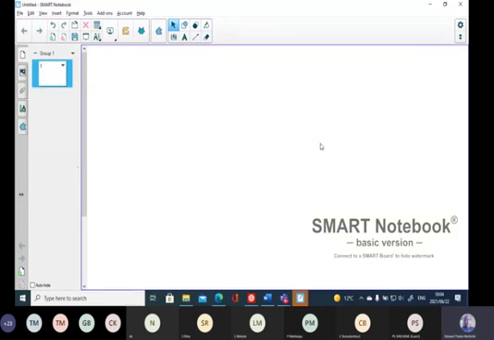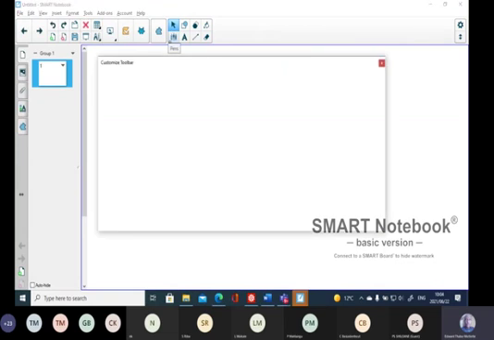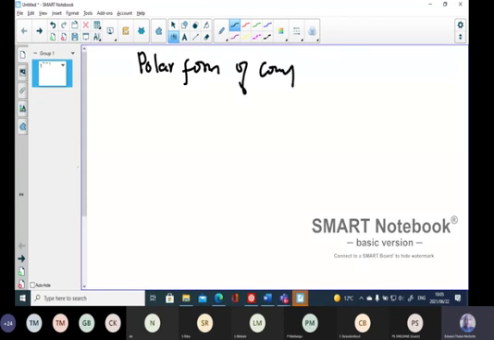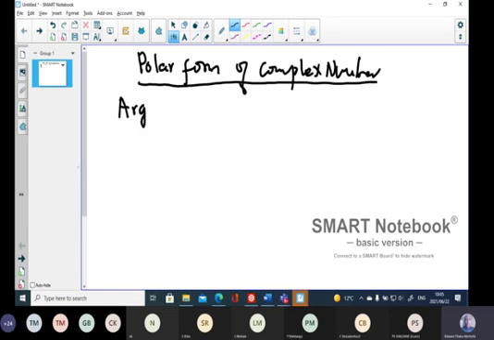Now, we are still under complex numbers. The next thing that comes is what we call the polar form of a complex number. So last week we talked about an Argand diagram. Let's start there. What do you understand by the word Argand diagram?